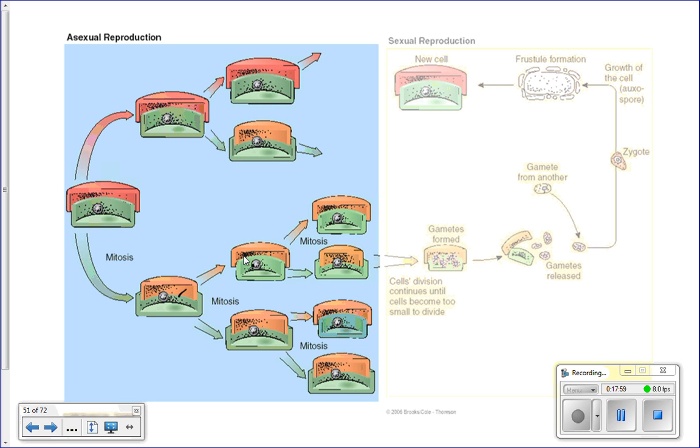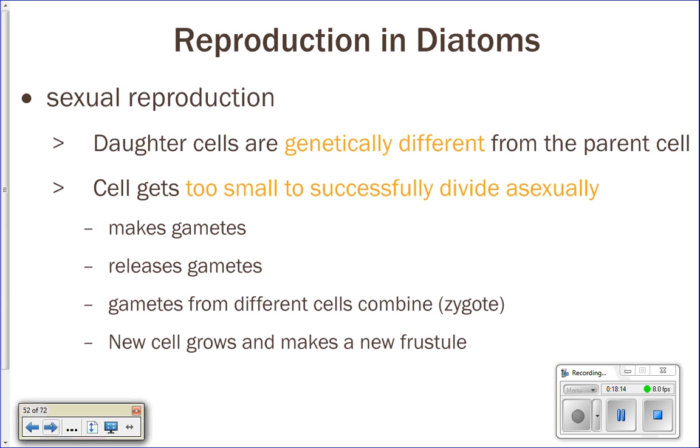And it divides again, and it gets the smaller piece again. And so now this cell is smaller than this one, smaller than this one. So eventually, as diatoms divide, some of the cells get smaller and smaller and smaller. You see that? Once those cells get too small, they switch to sexual reproduction.